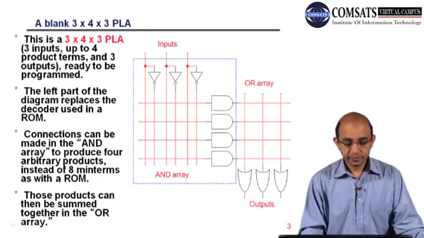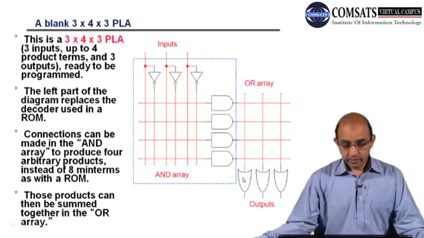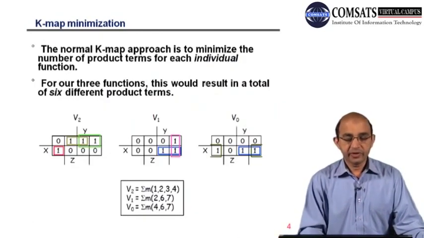This is the replacement of the decoder. All the connections can be made to these AND gates. We have the input as it is, and this is the inverted version of the same input. Those inputs have to be ANDed via those AND gates, and after that those products have to be summed up. So here is the simplification.